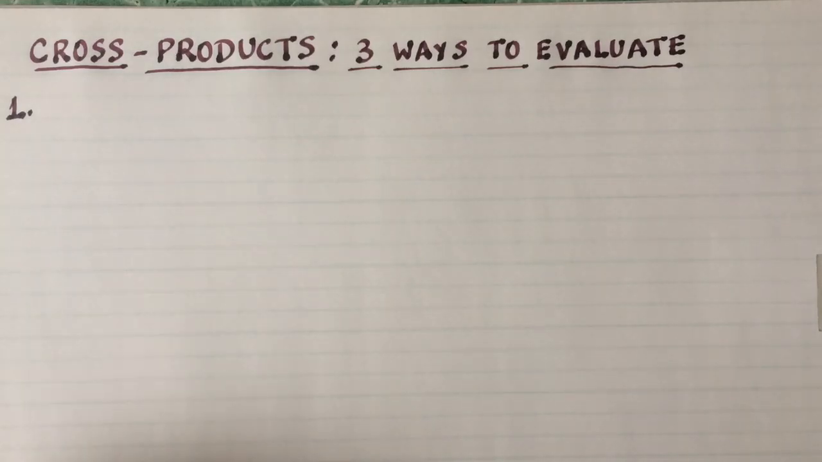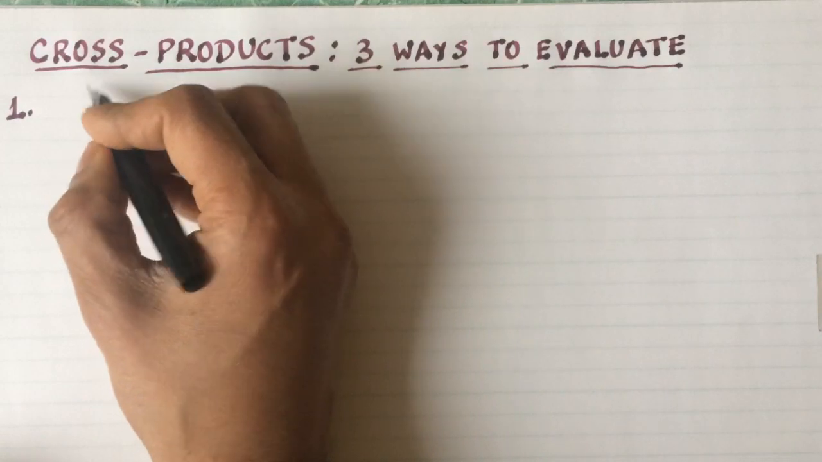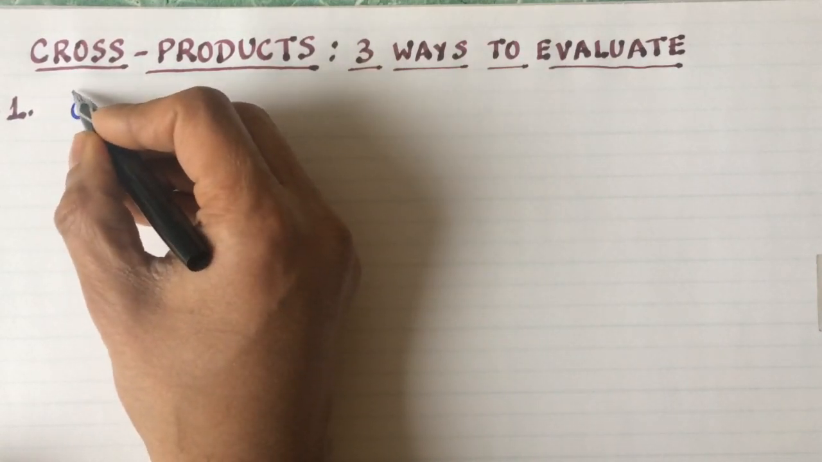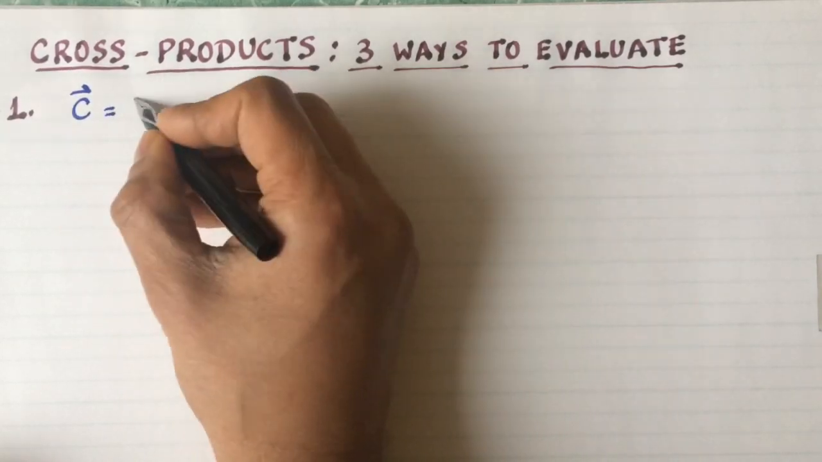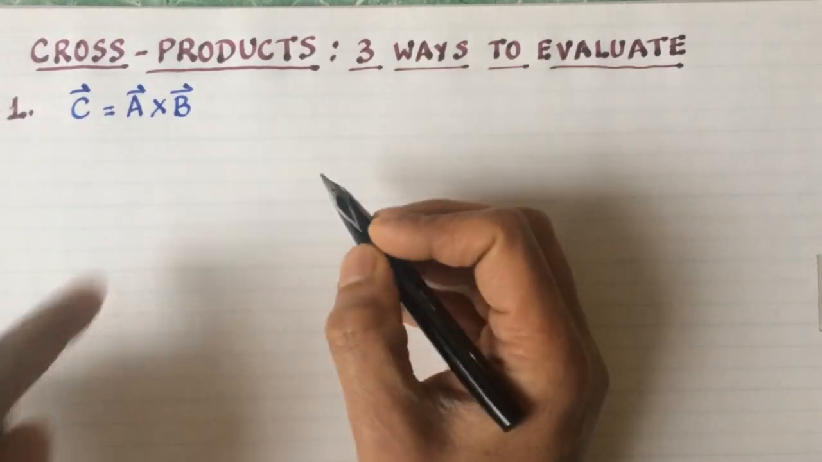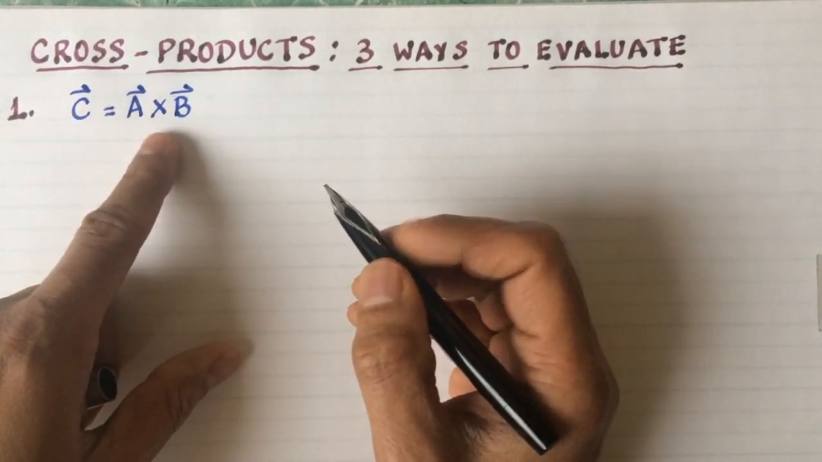applications is the traditional one. So I'm going to take two vectors A and B and indicate the cross product C as A cross B. So if I'm given vectors A and B, I wish to make sense of A cross B.